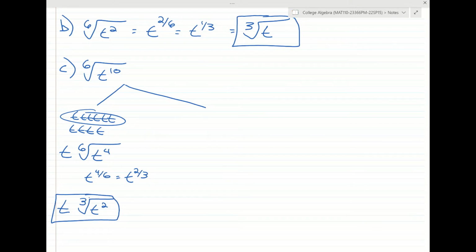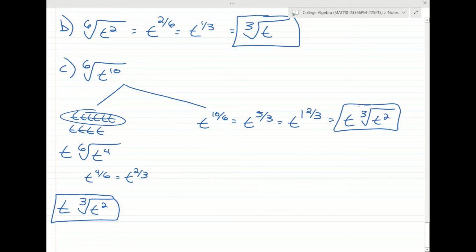Another way we could do this is to say this is t to the 10 over 6, which reduces to 5 over 3, which is just 1 and 2/3. We talked about this earlier. I told you this was a little more advanced, but this will be written t to the first times the cubed root of t to the second. Same exact answer, a little bit faster to get there.